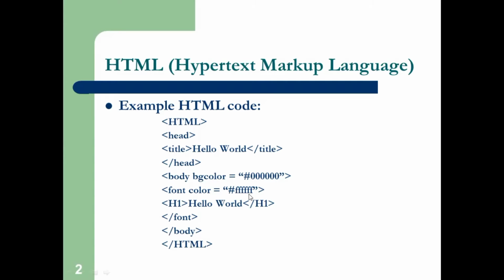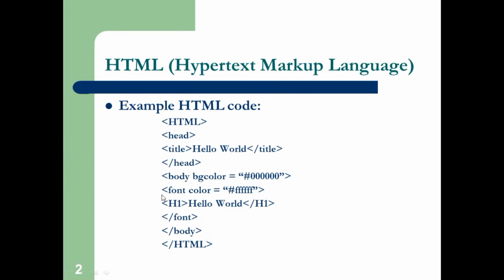The font tag includes the color. The font will be written in white color. This is the hex code for white color. And h1 represents heading 1, the main heading of your web page, hello world. When you write your code, like I said before, you have an opening tag and a closing tag. The closing tag includes a forward slash.